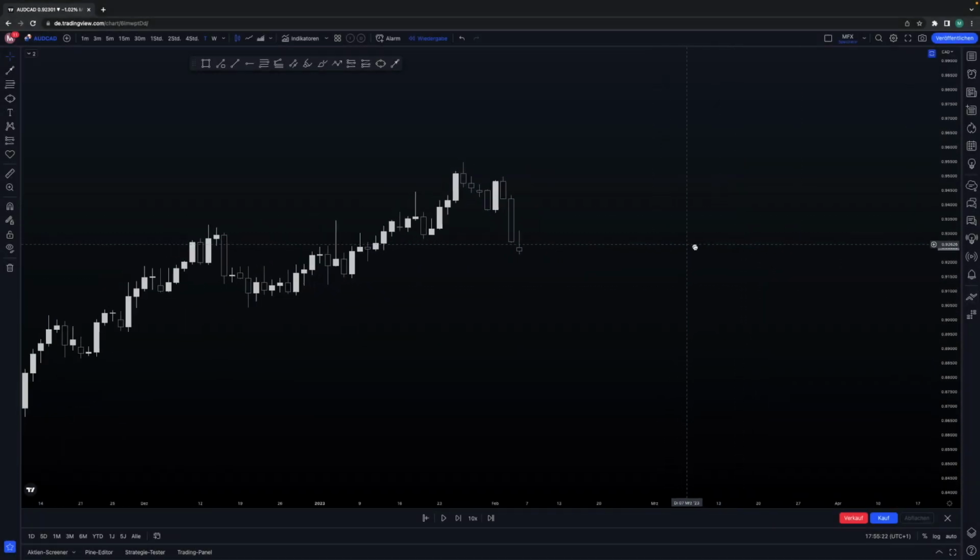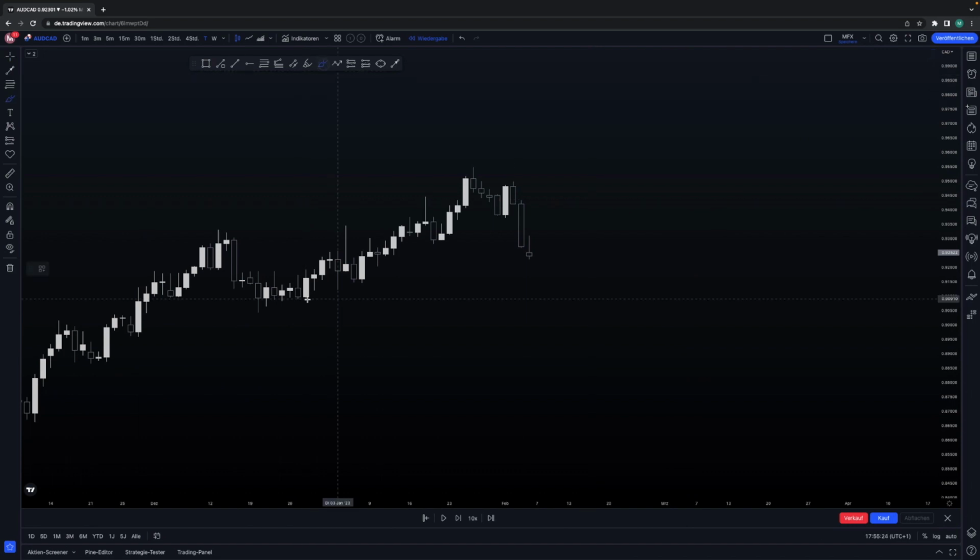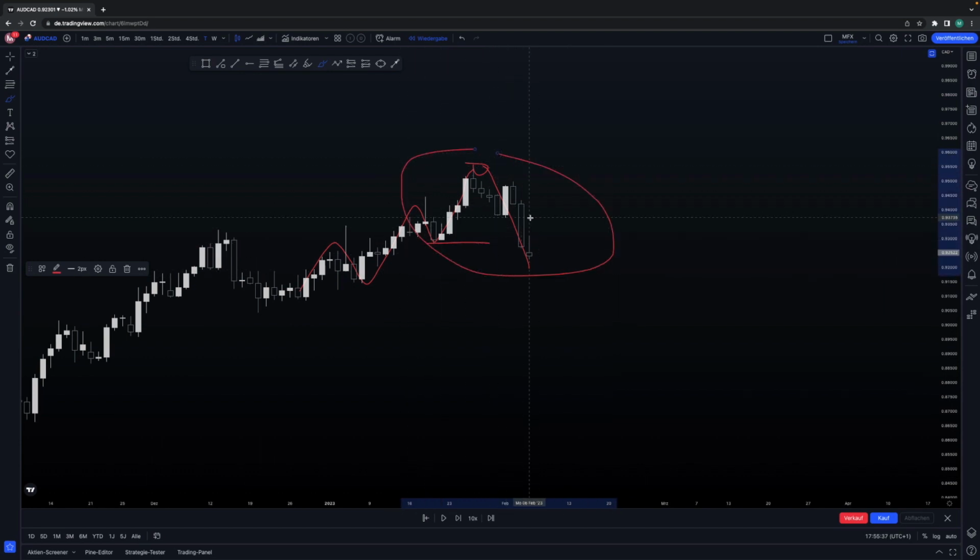What we have right here is higher highs, higher lows, higher highs, higher lows, higher highs. What's happening right here is that the market breaks down, breaking the last higher low. Indicates to me that we are in a shift of market structure. Now I want the pullback into the last structure points right here to get my clean setups.